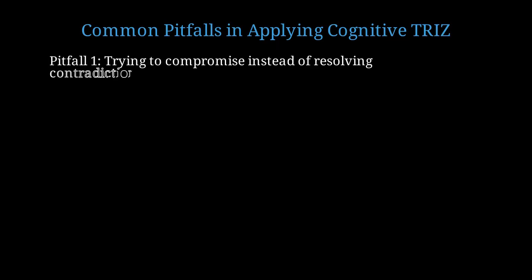Pitfall 1. Trying to find a compromise instead of resolving the contradiction. TRIZ seeks to eliminate the contradiction entirely, not just balance between conflicting requirements. Don't settle for trade-offs too quickly. Pitfall 2. Applying principles mechanically without deep understanding. TRIZ principles are thinking tools, not magic formulas. You must adapt them creatively to your specific context.